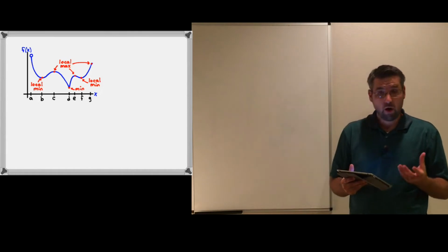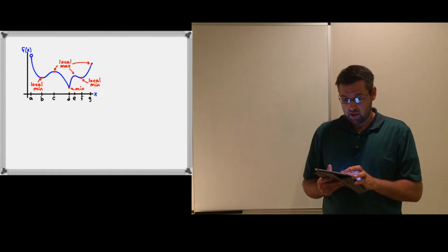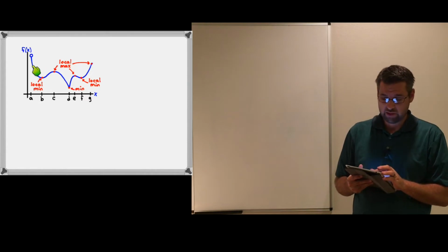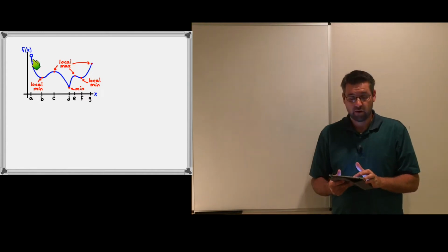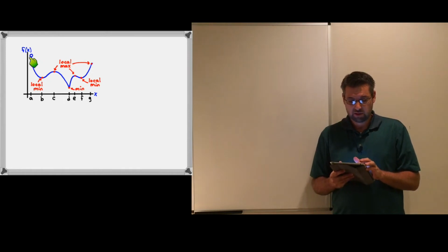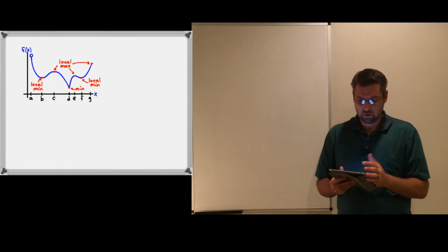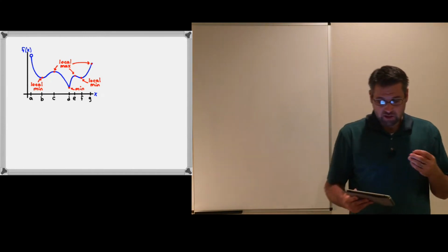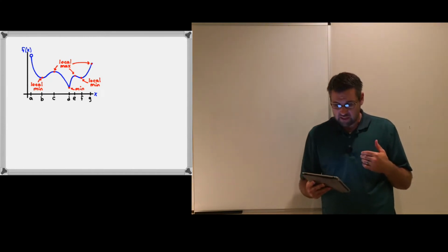Now, notice there is no absolute maximum because even though this is a high point, this is a high point, this is a high point within their windows, none of those are the highest points. In fact, these points here end up being higher than all the other points. But because this is an open circle, there is no absolute maximum there. Okay?